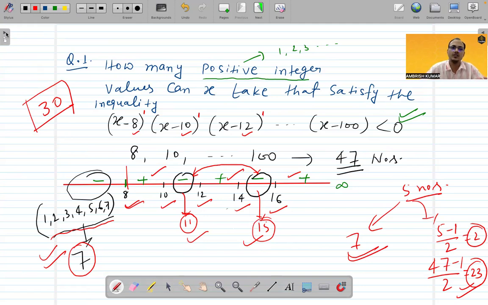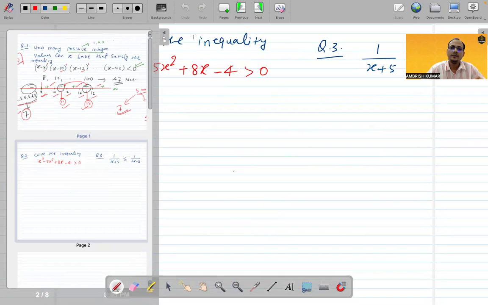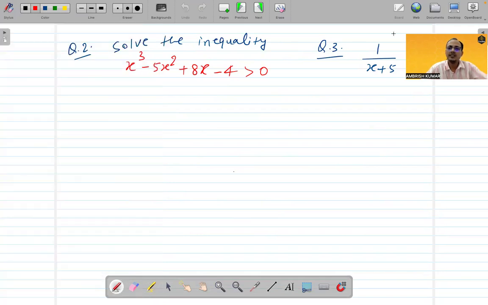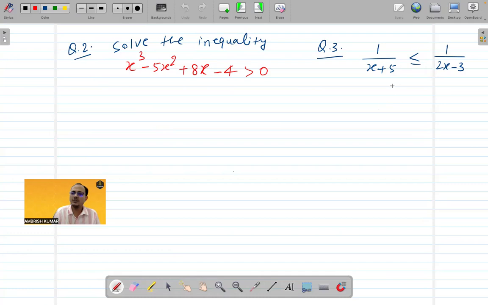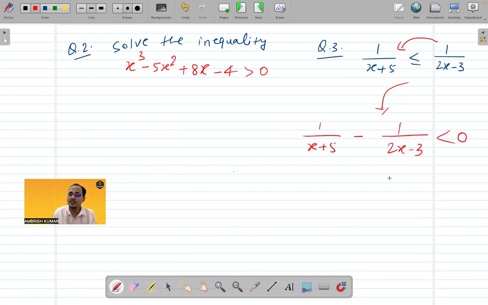We are having many questions. Like see, these 2 questions. See the third question and the second question. This question, you know what we just need to do here? Just take, as I suggested you, don't ever do the cross multiplication. That may give you the wrong answer. So just take this on the left hand side: 1 by (x plus 5) minus 1 by (2x minus 3). Just take the LCM. This is less than 0.